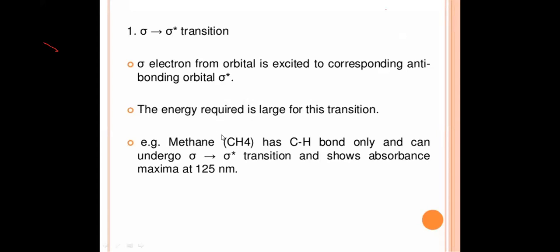So the example you can see here is methane. All these are saturated compounds where the bonding involves sigma electrons. For example, the CH bond in methane can undergo sigma to sigma star type of transitions and shows the absorption maxima at 125 nanometer.